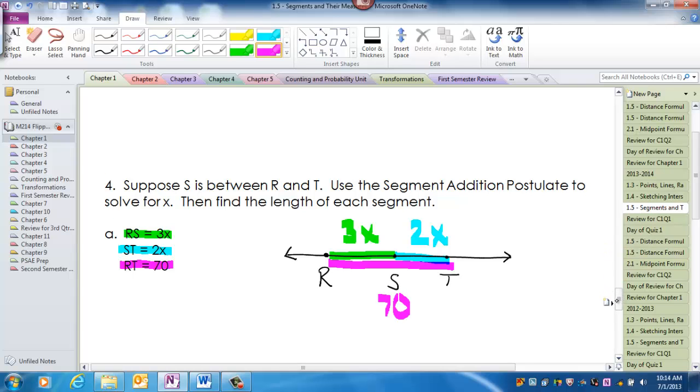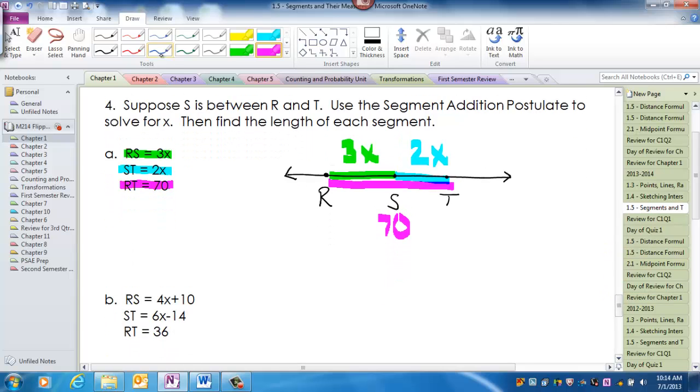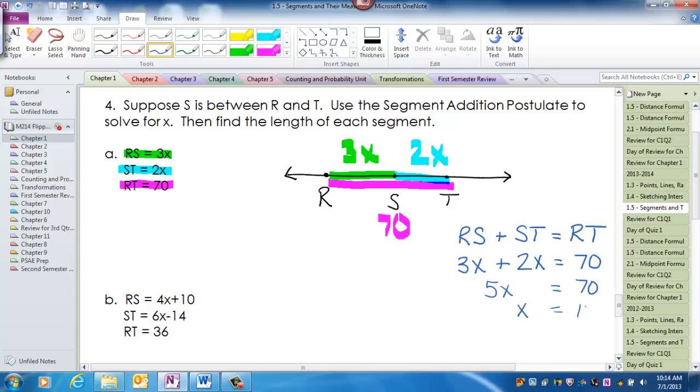So now we have to make ourselves an equation here. RS plus ST equals the longest segment, RT. The measure of RS, we said that was 3x, plus ST, which is 2x, equals RT, which is 70 units long. Combine like terms on the left side of this equation, so you get 5x equals 70, divide both sides by 5, x equals 14.